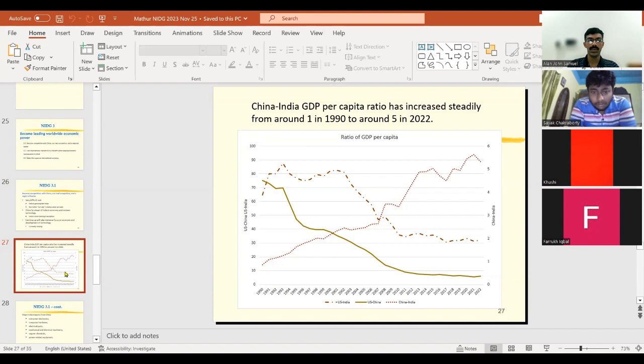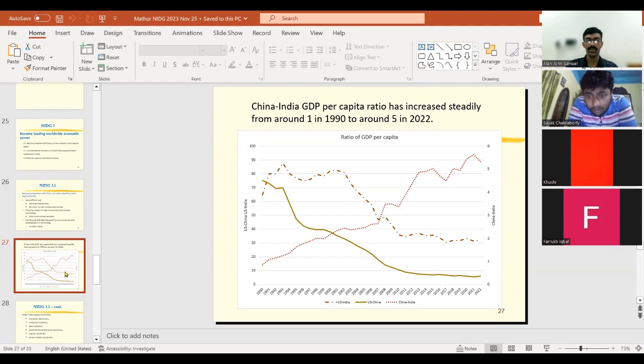So look at what has happened. The China to India GDP per capita ratio has increased steadily from around 1 in 1990 to around 5 in 2022. Okay, so it's that little dotted line. The ratio of China's GDP per capita to India's GDP per capita has gone from a ratio of around 1, equality, in 1990, to 5 in 2022.